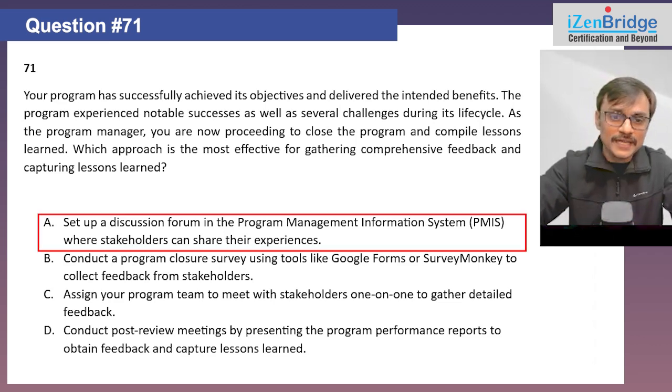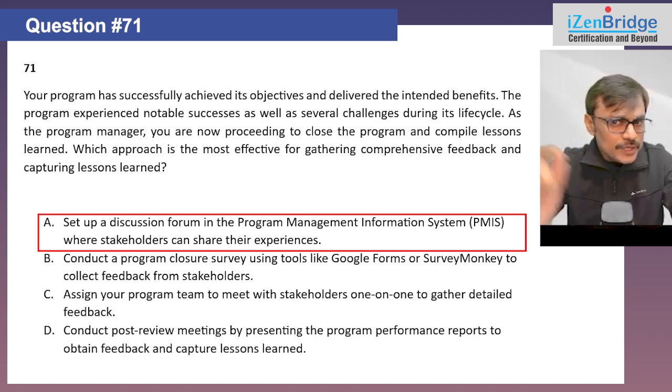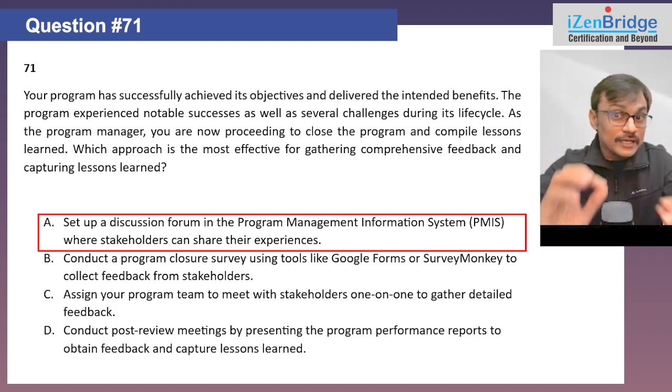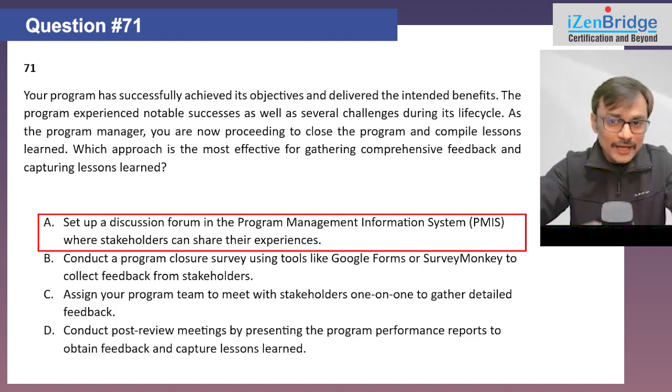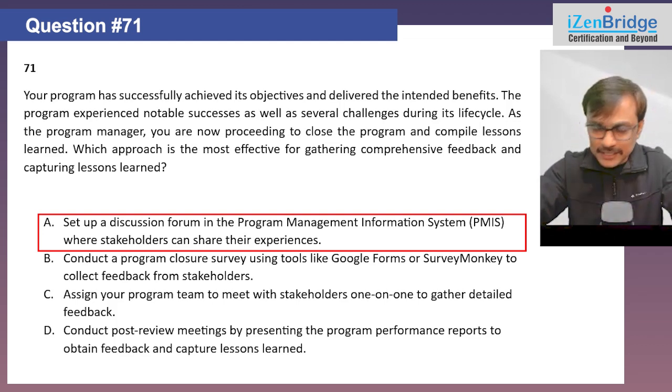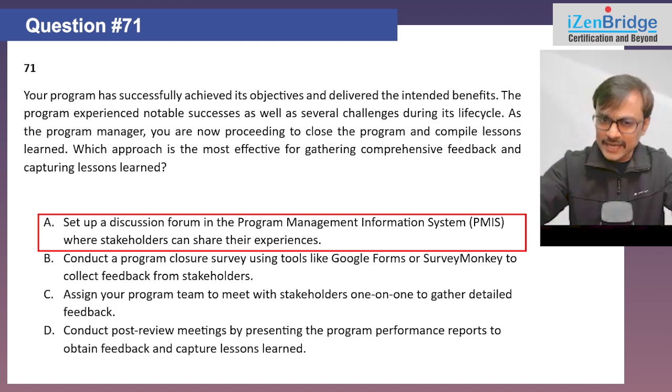Option A, set up a discussion forum in the program management information system where stakeholders can share their experience. Not a bad idea, but for such questions, whenever you have an interaction, you can keep thinking about push, pull, interactive and decide which one is better. That concept is as relevant for PMP and PgMP, or any communication technique. Though it's a good idea to create a place where people can post their ideas, there is a possibility people may not bother to do it, and it is not very interactive in nature.